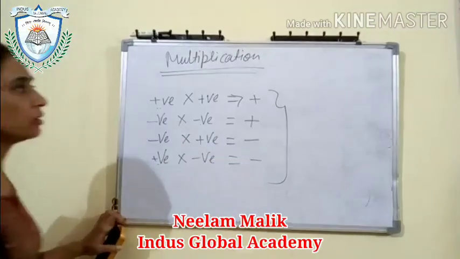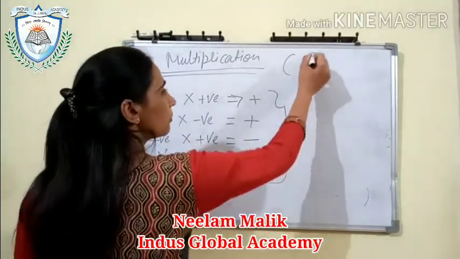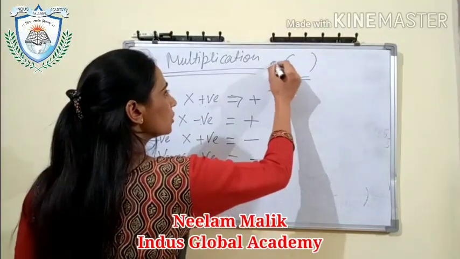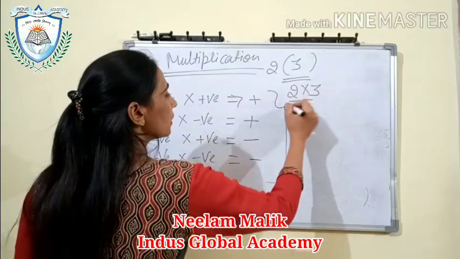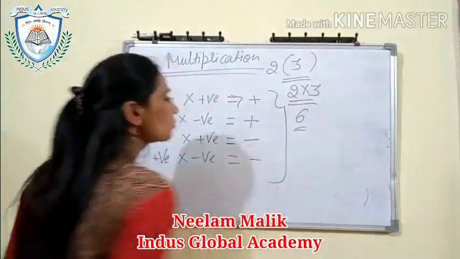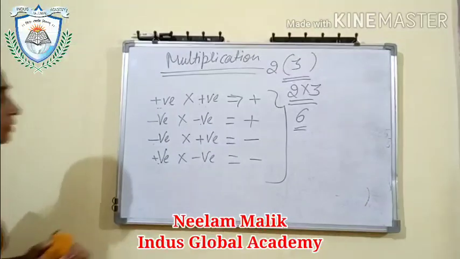Okay, and bracket also means multiplication. When any number is in bracket, suppose there is 2 and there is 3, that means 2 into 3, they are in multiplication. Okay, don't forget small things.